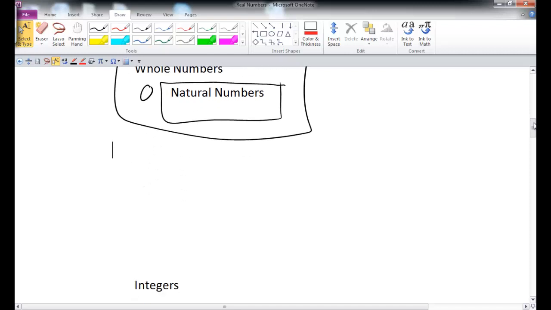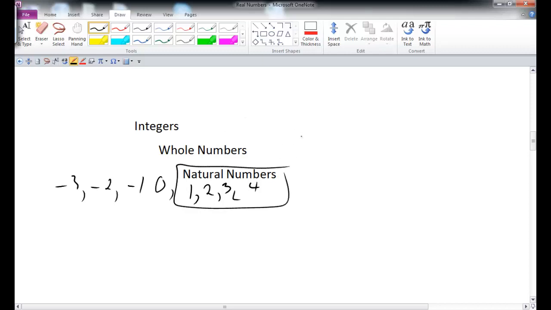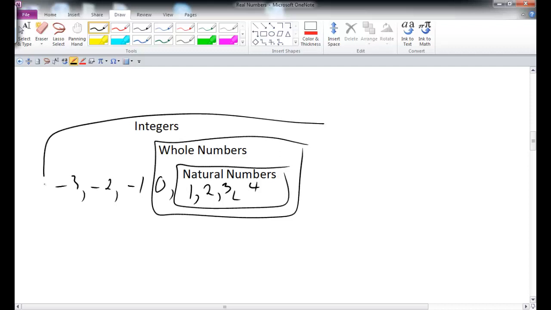Then both of these sets are included in the integers. You guys have worked with integers for a while. So the integers include the natural numbers, the counting numbers 1, 2, 3, 4, etc. and 0. And then the opposites of the natural numbers. So -1, -2, -3, and so on. So the integers include the whole numbers and the opposites of the natural numbers.